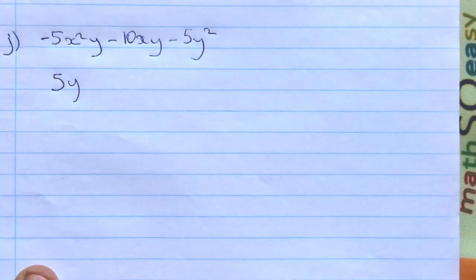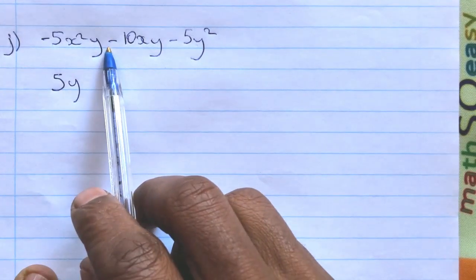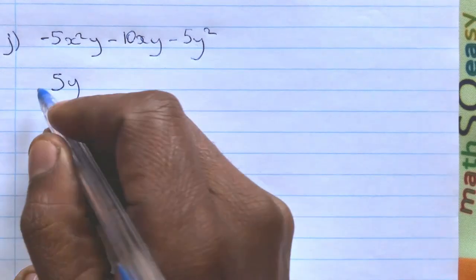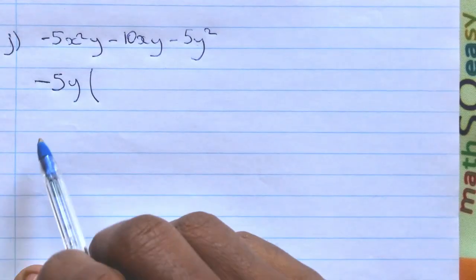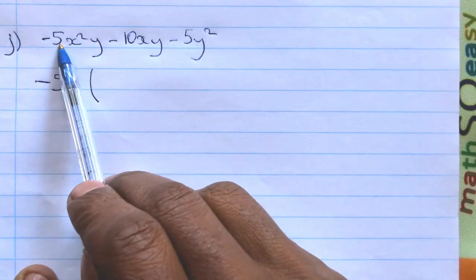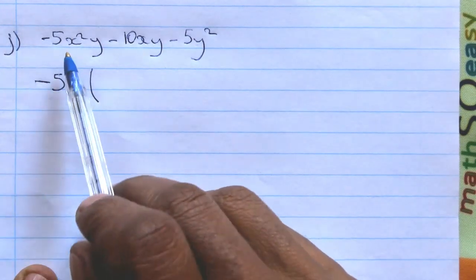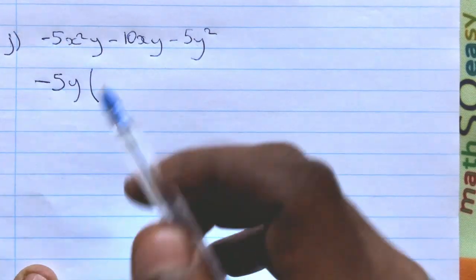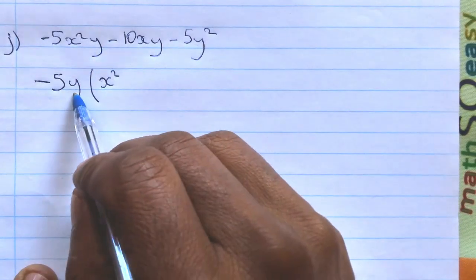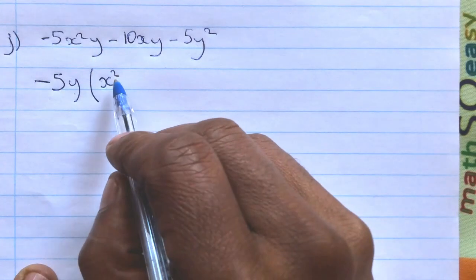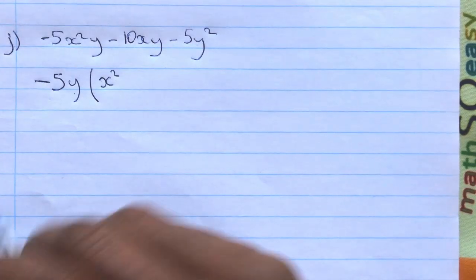Which is the smallest power? It is the invisible one. I also have a negative in all 3 terms, so I must factor out the negative. Then you just deal with the number first. -5 divided by -5, it will be a +1. This x squared doesn't have a partner, so I'm going to leave it like that. This divided by that one gives me a 1, so x squared times 1, it's x squared. I don't write the invisible one.